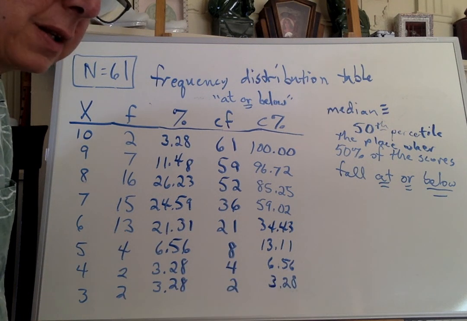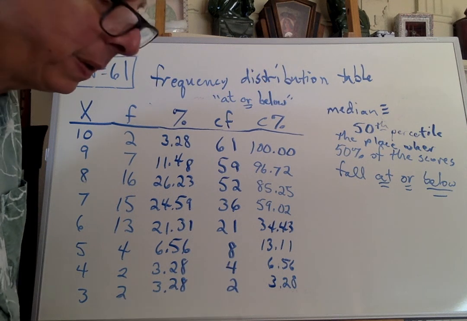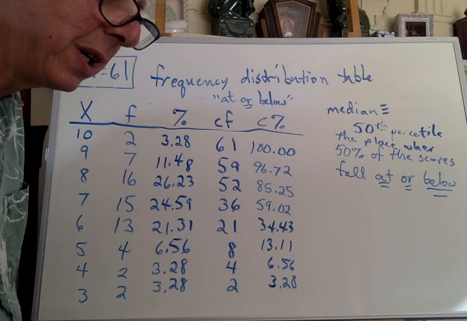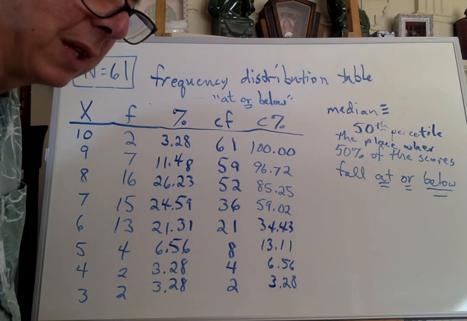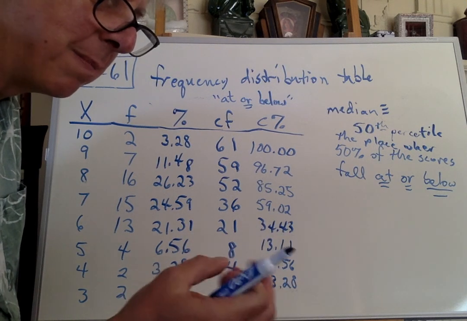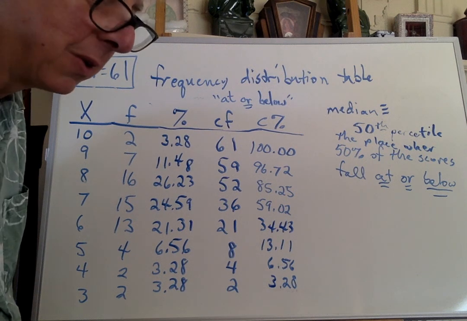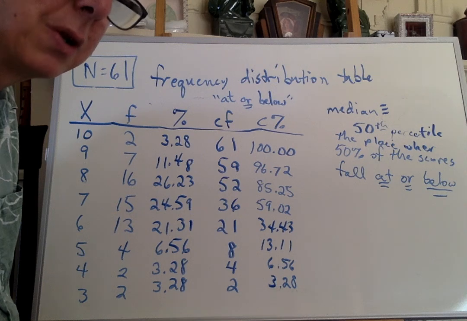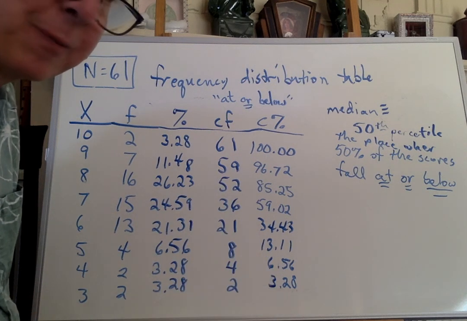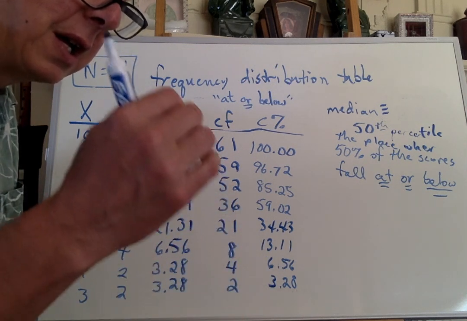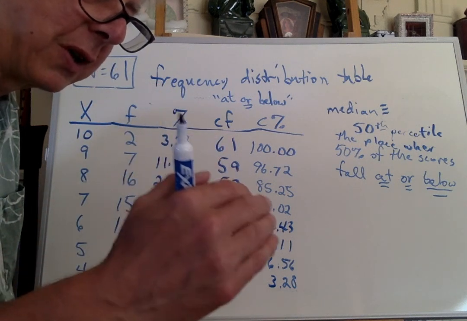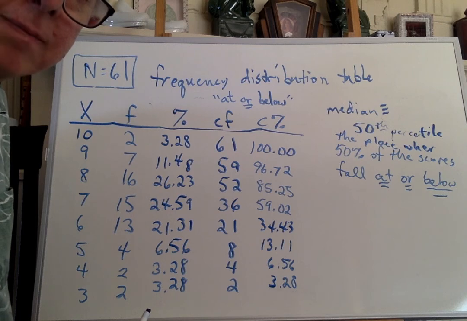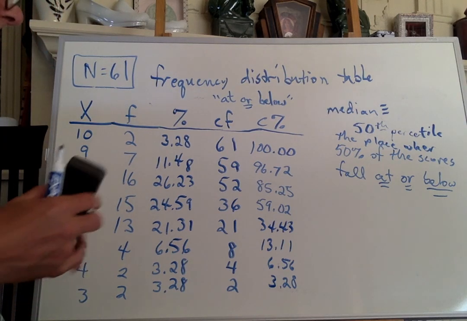And by the way, please don't memorize this, because once you're in an exam, if you forgot that memorized material, you're out of luck. If you understand the concept, you'll be able to get it. The 50th percentile is where 50% of the scores fall at or below, and that has a special name. It's called the median.